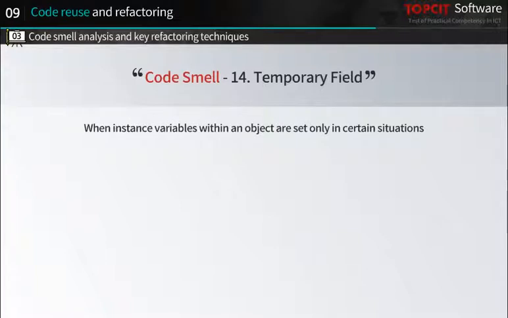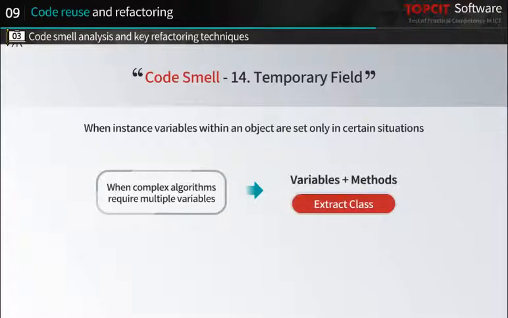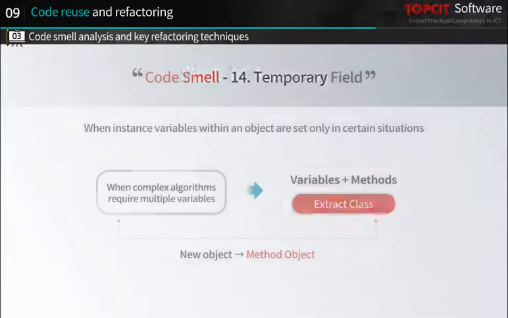14th, it is a temporary field. Sometimes instance variables within an object are set only in certain situations. These temporary fields are common when complex algorithms require multiple variables. In this case, you can use the extract class by grouping the necessary variables and methods. The new object becomes a method object.